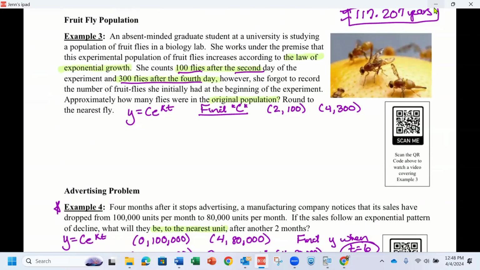Now, I know that I'm going to have to solve for C eventually. So what I'm going to do is use both ordered pairs, plug them in, and solve this equation for C. So I'm going to treat this just like finding C. So I'm going to take 100, set it equal to C times e raised to the K times 2 power. So I want to solve for C. How would I solve this for C? To get C by itself, I would divide both sides by e to the 2k. So C is equal to 100 divided by e to the 2k.